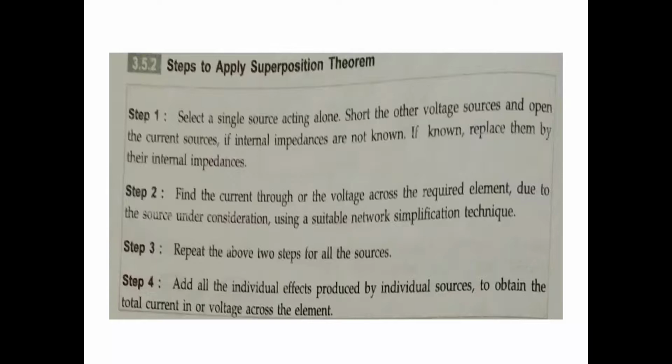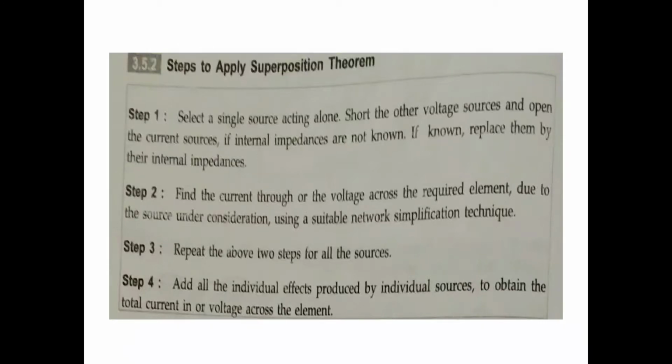Second step, find the current through or voltage across the required element due to the source under consideration using a suitable network simplification technique. Repeat the above two steps for all the sources.